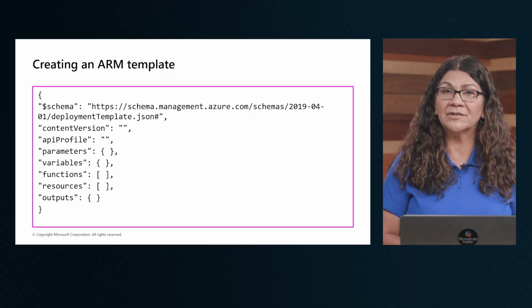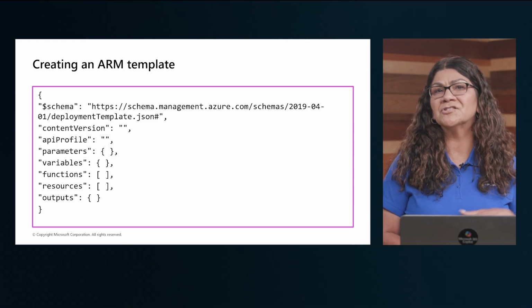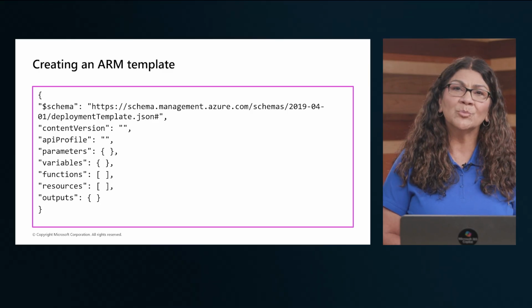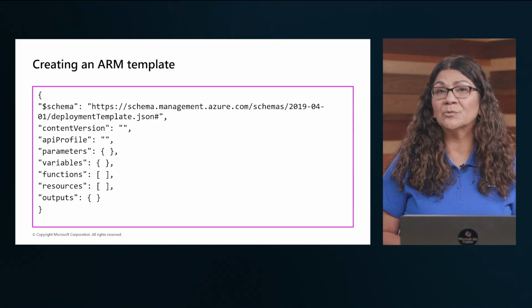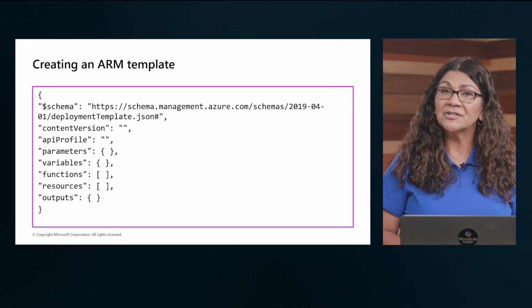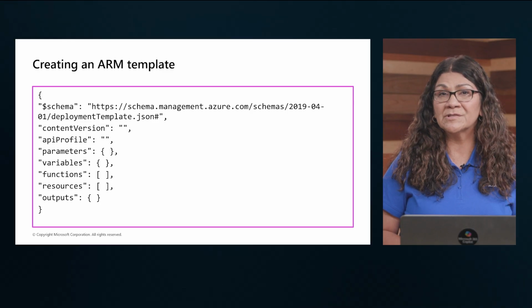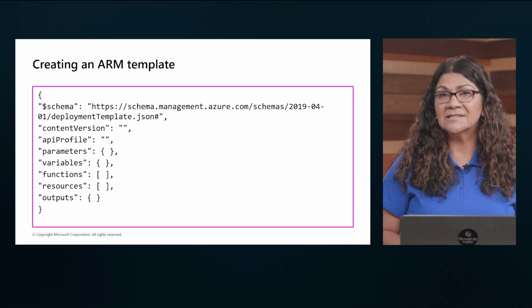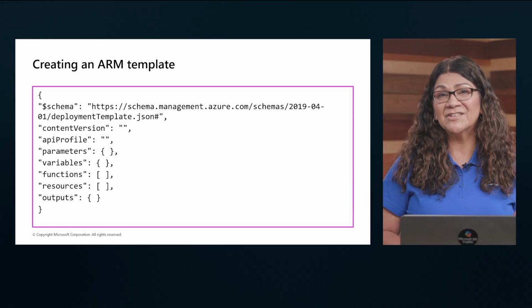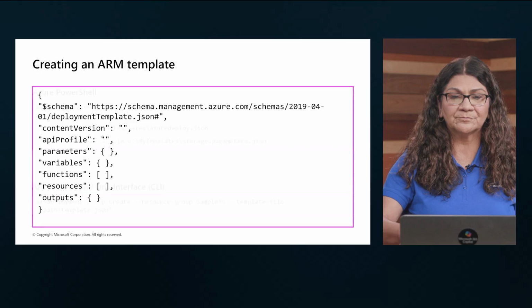Optional but beneficial fields include the API profile, which helps target specific API versions for different environments, such as national or commercial clouds, parameters, which allow customization at deployment time, variables, which specify expressions, functions, which enable reusable logic, and outputs, which return deployment results. These elements make ARM templates repeatable, modular, and extensible. These are ideal for consistent infrastructure deployment, disaster recovery, and automation across environments.